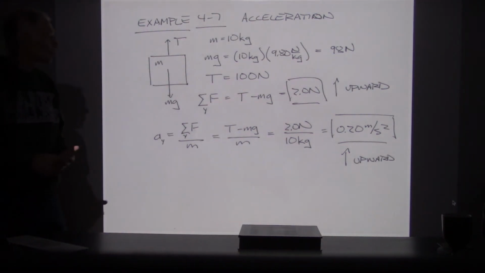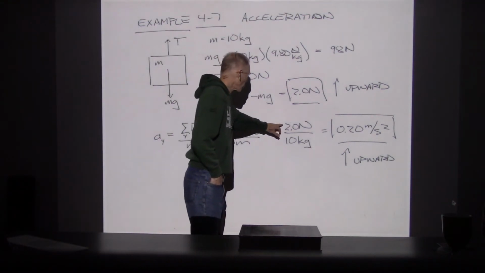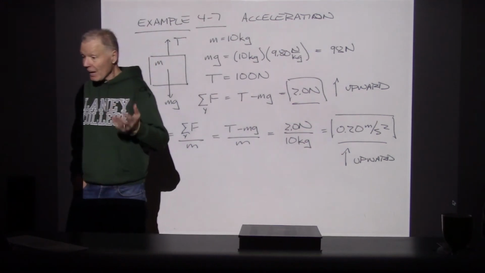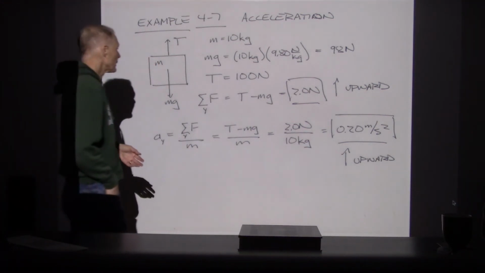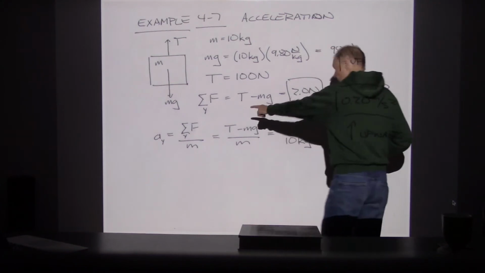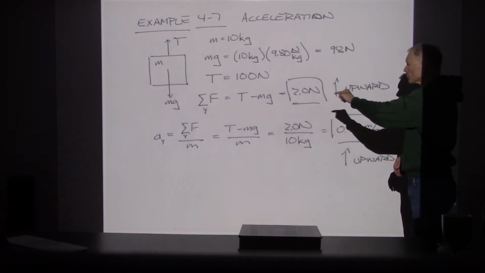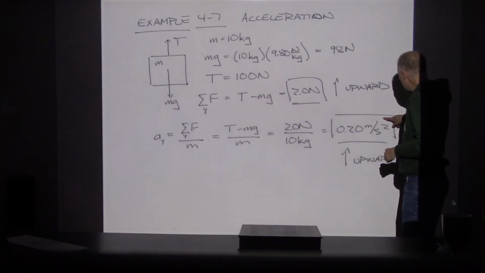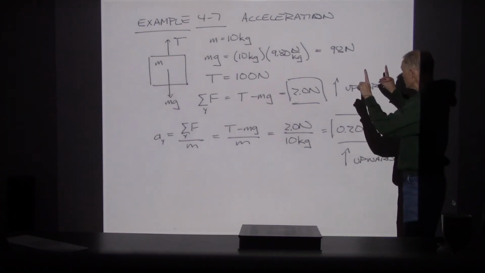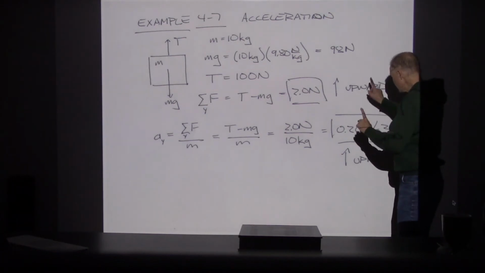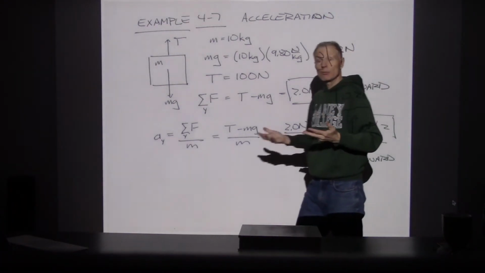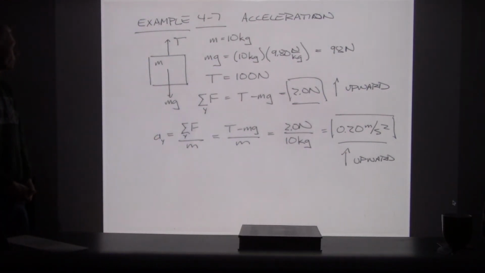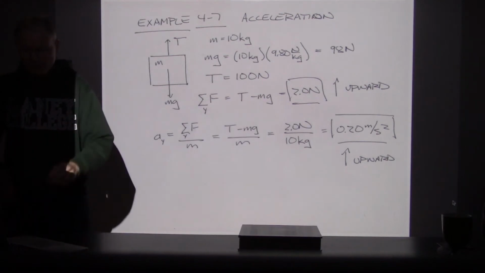And we don't have a very large net force. The net force is only 2 newtons, and the mass is 10 kilograms. So when we carry out that calculation, the acceleration that we get in the y direction, everything here is in the y direction, is 0.20 meters per second squared, in the upward direction. The acceleration will be in the same direction as the net force, always. So that's what this is going to look like.